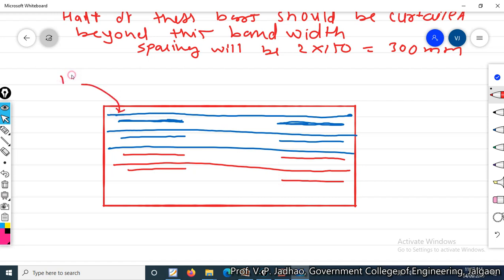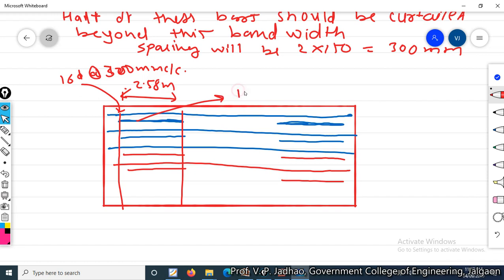So these will be 16 phi at 300 mm center to center, whereas this will again be 300 center to center, but within this particular 2.58 meter band, we'll be having these steel reinforcement at 150 mm center to center.